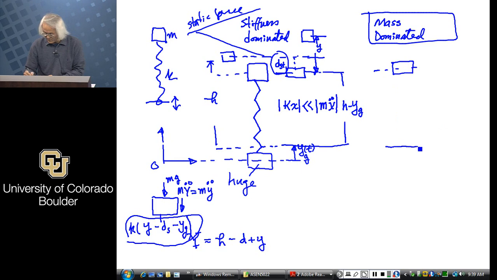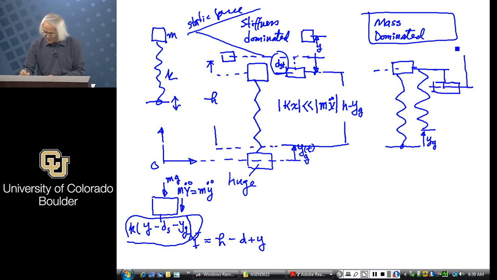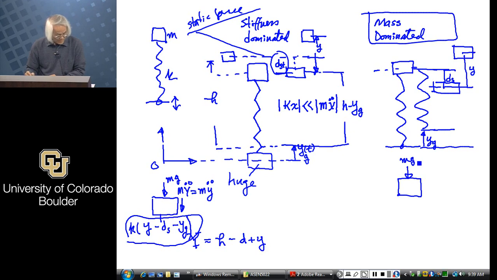So what it does here is, when this guy moves like that, this is the ground, all that does is squeeze the spring like this from here. And then from here, we have the static displacement, and then we have the total displacement. So this is y, this is delta s, and this is that. So in the free body diagram over here, this is the same as before.